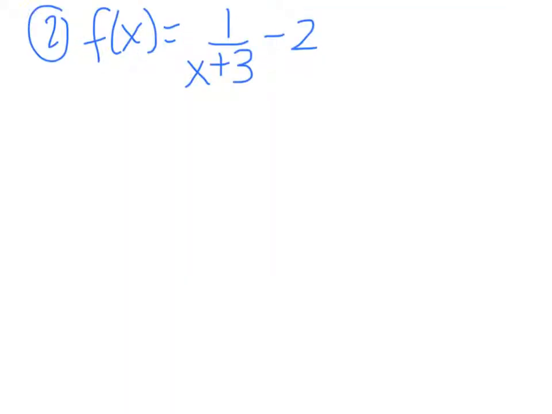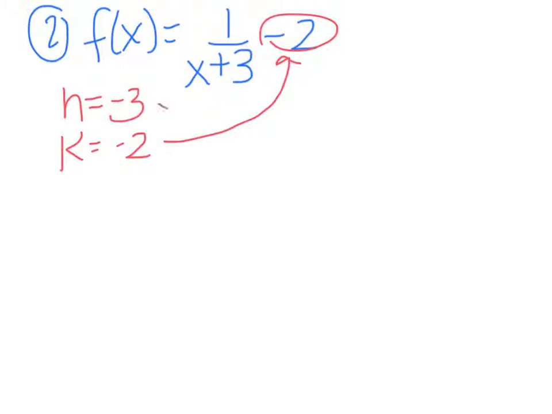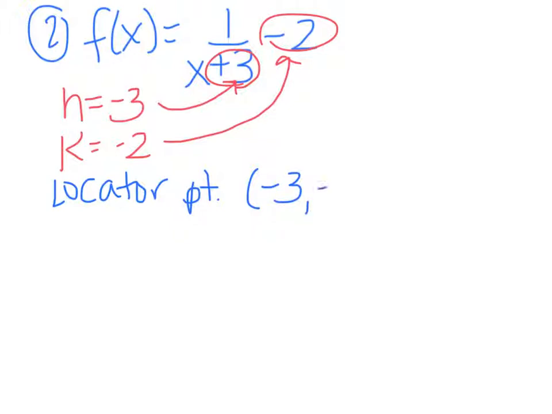Let's take a look at example 2 from the notes. We have f of x equals 1 over x plus 3 minus 2. So the first thing I'm going to do is identify my h and my k. My h is going to be negative 3, and my k is going to be negative 2. I'm getting the k from that negative 2 that is in the k location, and my h, remember, it's going to be x minus h, so you're going to take the opposite of the number with your x in the denominator, which becomes a negative 3. So my locator point is going to be the ordered pair negative 3, negative 2.